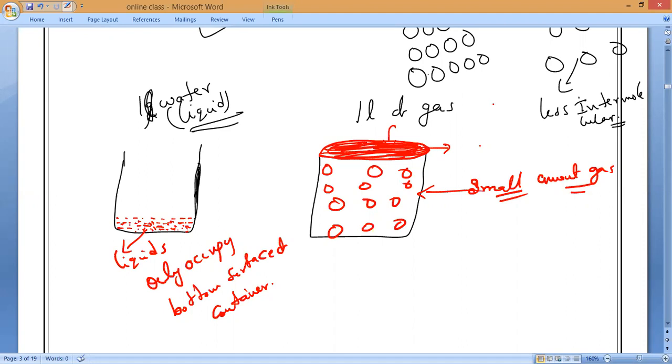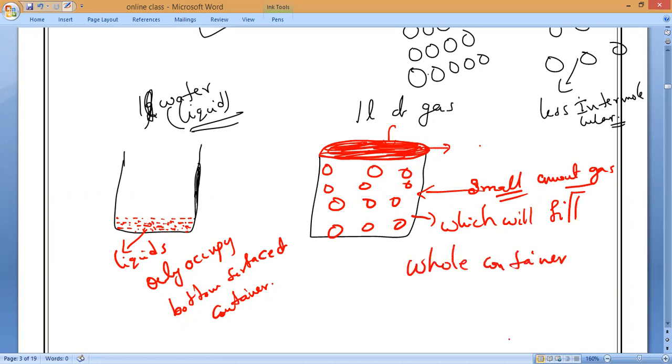Do you understand, everyone? That is the exact difference between liquids and gases. Any doubt, guys? No, sir. Now, that is very important. Gas is a fluid, a form of matter, which will fill the whole container in which it is kept. Is it okay, guys? Yes, sir.